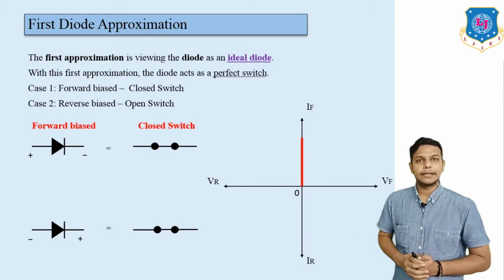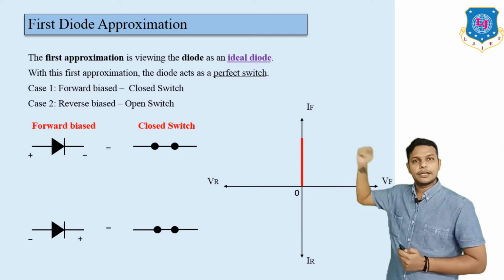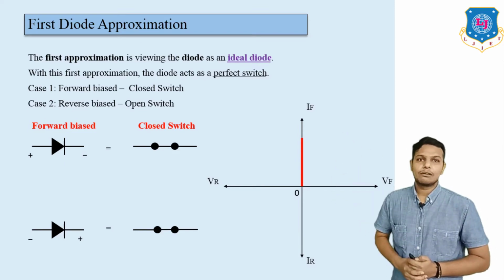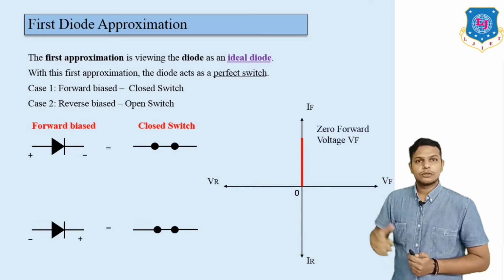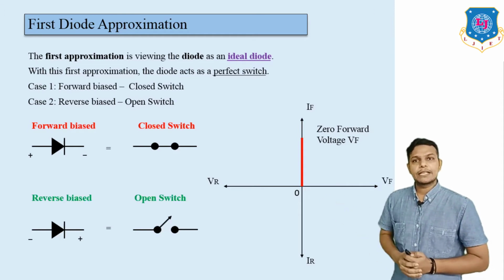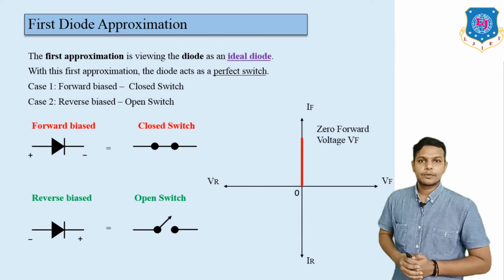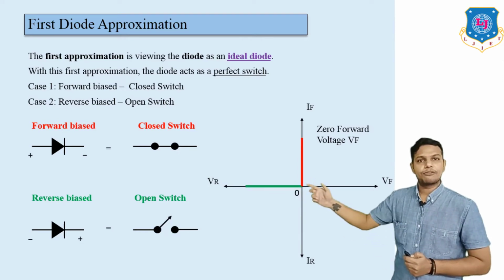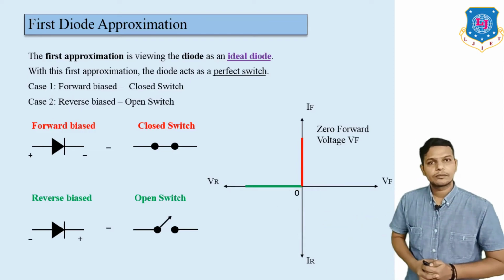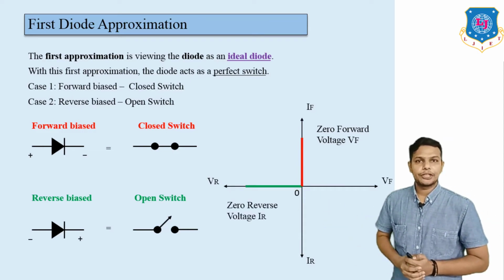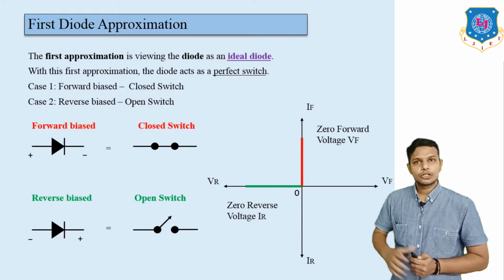We can see in the graph that the current is flowing, but we cannot measure voltage across this wire. So this is zero forward voltage, VF. The second one is reverse bias. In reverse bias there will be an open switch. An open switch means no current flows in this circuit. This is the graph of reverse bias, so zero reverse current, which is known as IR. This is the first diode approximation, in which we consider the diode only as a switch.